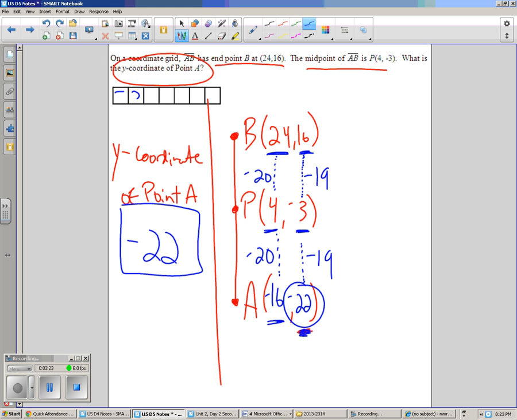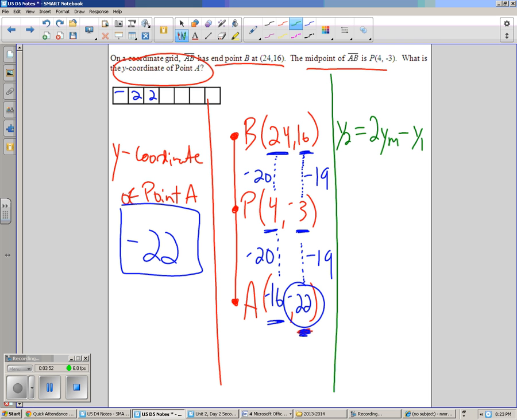So our answer is -22. If you didn't like this method, there's also a second method involving a variation of the midpoint formula. Since we're looking for the y-coordinate of my second endpoint, I'm looking for y2. The way I find y2 is by this formula: 2 times ym minus y1.